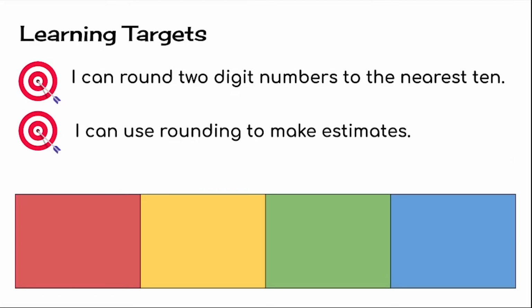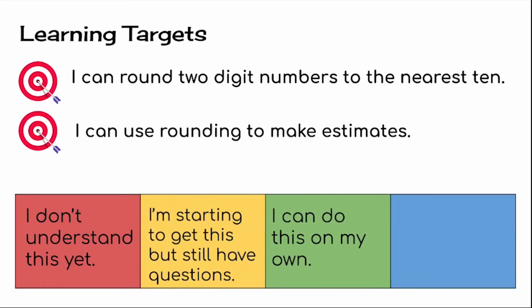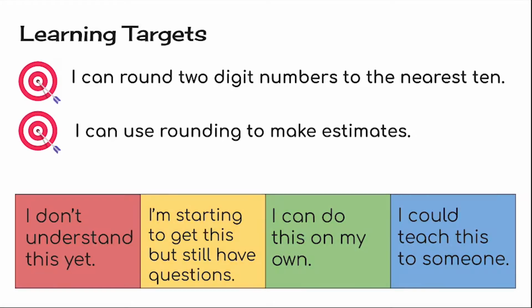So our learning targets today were I can round 2-digit numbers to the nearest 10, and I can use rounding to make estimates. How are you feeling about these skills? Are you feeling in the red, I don't understand this yet? Yellow, I'm starting to get this, but I still have questions? Green, I can do this on my own? Or blue, I could teach this to someone. Think for a second now about how you're feeling about rounding and estimating.